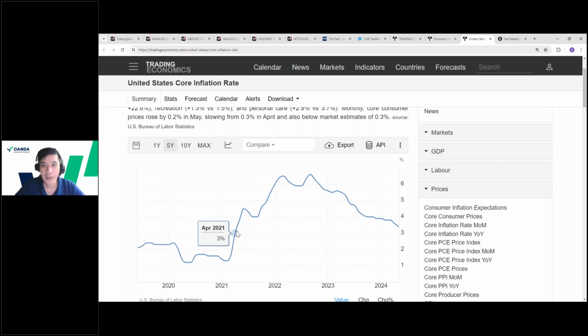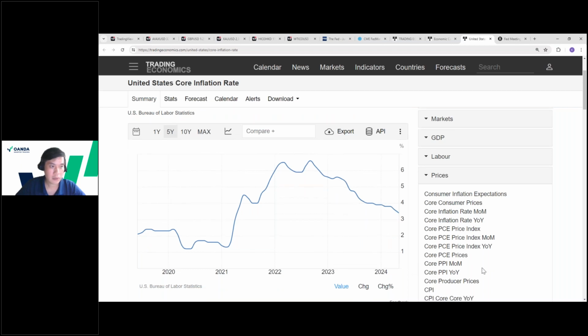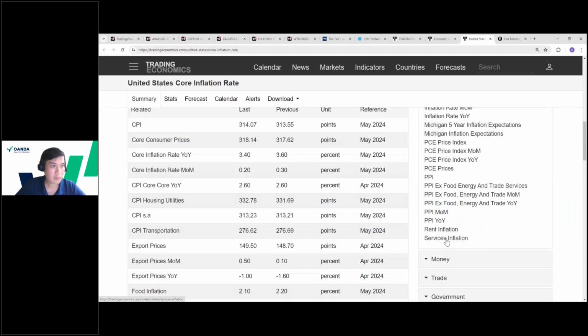Because in the last few FOMC meetings and a slew of what we call Fed speak, they have been concerned about elevated inflation. So what are they concerned about? They are concerned more about the services side, the services component. So if you look at the services component over here, you go all the way down, services inflation. Okay, you open up the chart.